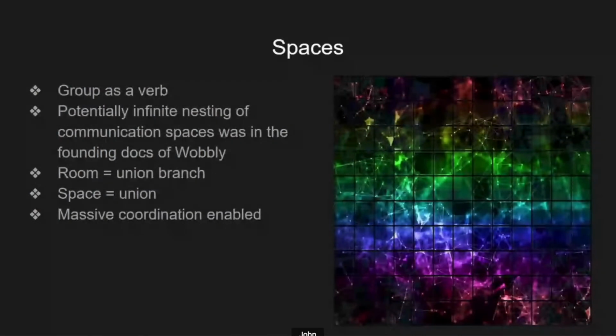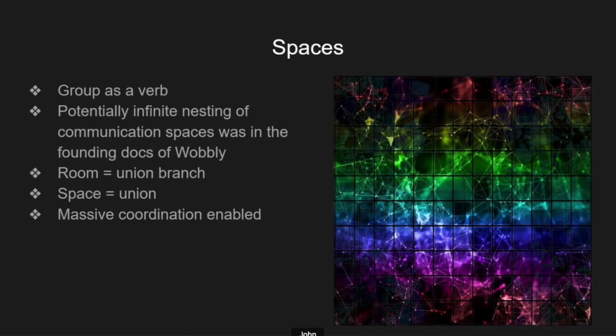First of all is the Spaces API. This is where group is used as a verb rather than a noun. Originally Matrix had rooms and groups, and then that's it. Whereas with Spaces, the idea is that rooms can have rooms inside of them, and that can go infinitely nesting, creating very complex architectures and systems that are very powerful.